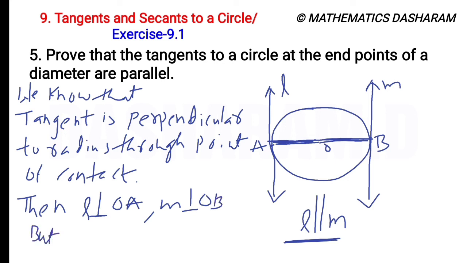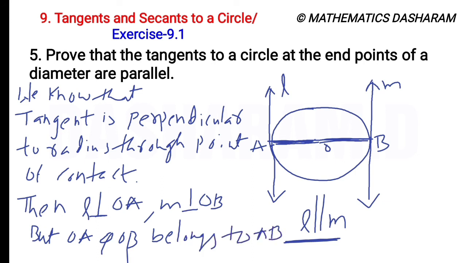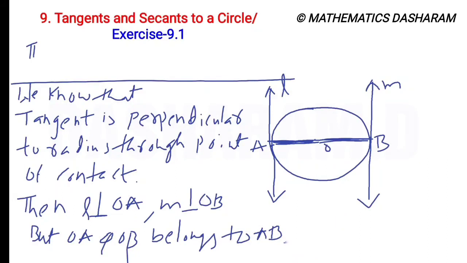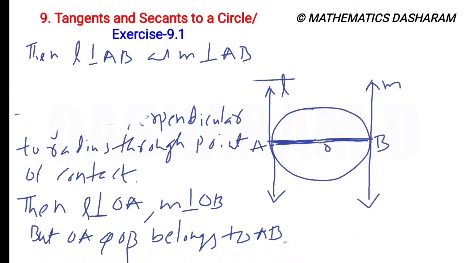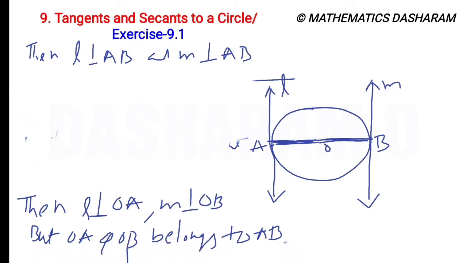But here radius OA and OB both belong to the same diameter, that is AB. Then L is perpendicular to AB, and at the same time M is also perpendicular to AB. So if two lines are perpendicular to the same line, then those two lines are parallel to each other. So hence proved.